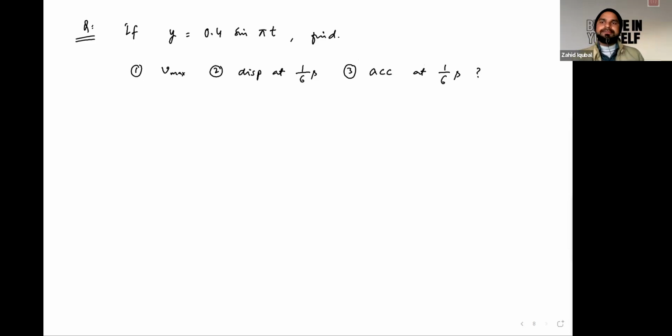Try to find, just compare this equation to the previous part. Apply the formula and try to solve.